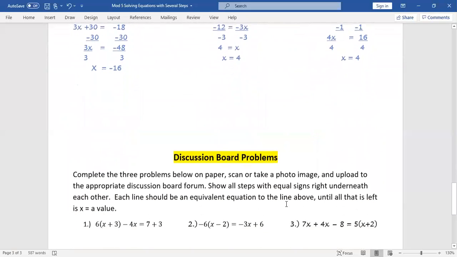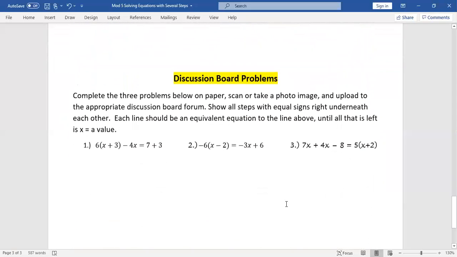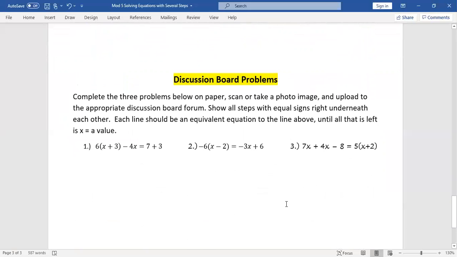Well, this concludes the lesson. And now I have 3 discussion board problems for you to complete. And then take a photo image and upload it to the appropriate discussion board. Be sure to show every line and line up your equal signs. They should always be right on top of each other. Every line should be equivalent to the line above, but your very last line should just have the x by itself, giving you the solution to the equation.